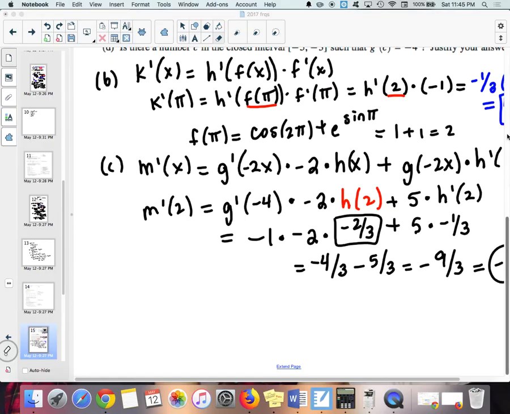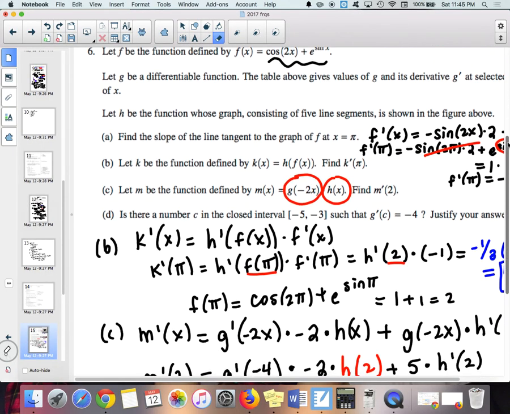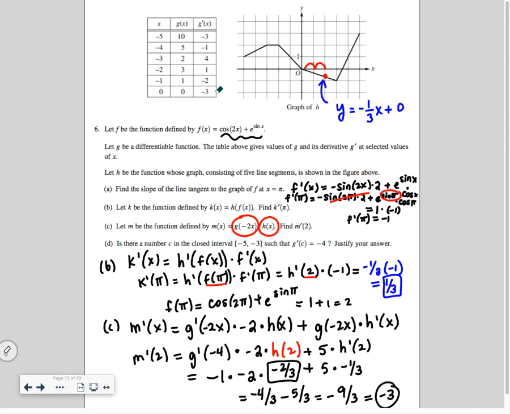So part D. So it says, is there a number c in the closed interval -5 to -3 such that g prime of c is equal to -4? Justify your answer. Okay, so let's think about the things that we have. So we do have g of x, and we also have g prime of x. So usually when we're talking about intervals, we're using one of two theorems. Okay, the first theorem is something we learned in the very beginning of the year. It's the intermediate value theorem.